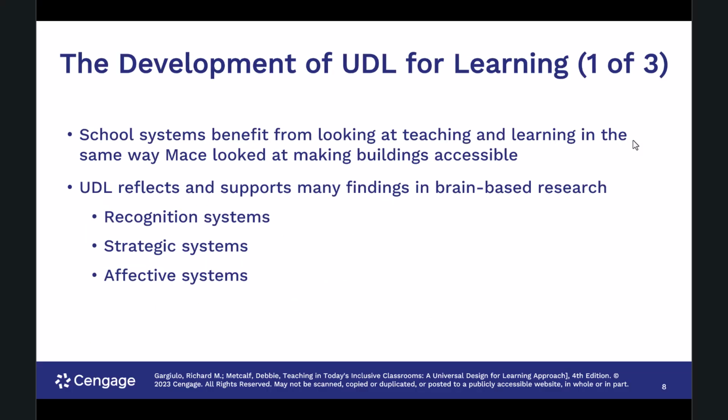School systems benefit from looking at teaching and learning in the same way that MACE looked at making buildings accessible. We want to reflect and support findings in brain-based research: recognition systems, strategic systems, and affective systems. We want to make sure that we're looking at all three of those.